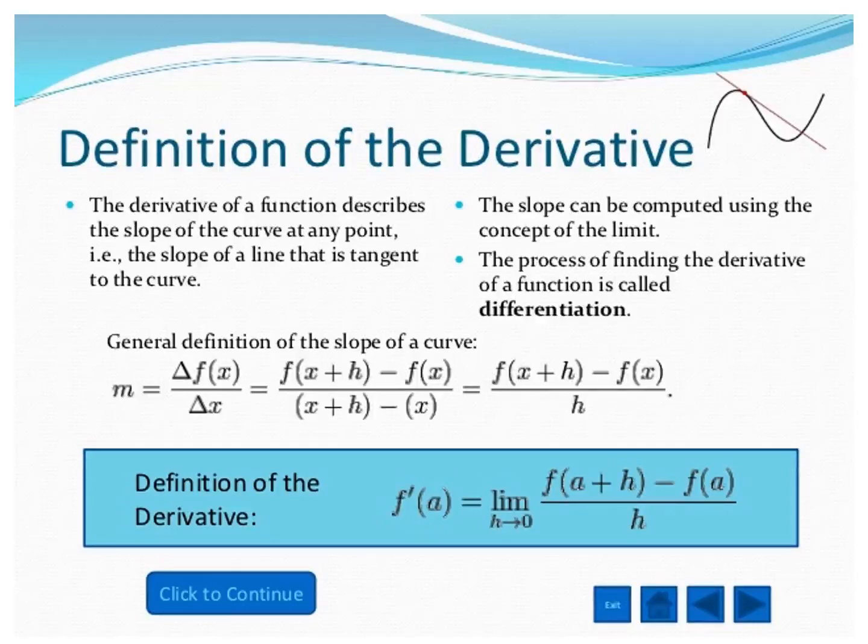The slope can be computed using the concept of limit. So here m equal to del f of x by del x, equal to f of x plus h minus f of x by x plus h minus x. So it becomes f of x plus h minus f of x by h. So the final definition is f dash of a. There is a value, we have to differentiate it. The formula applies the limit, from initial to final, that is h tends to 0, of f of a plus h minus f of a by h.